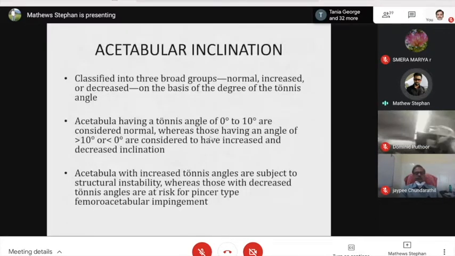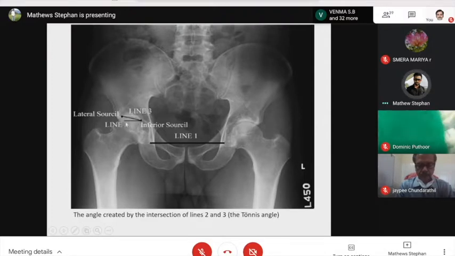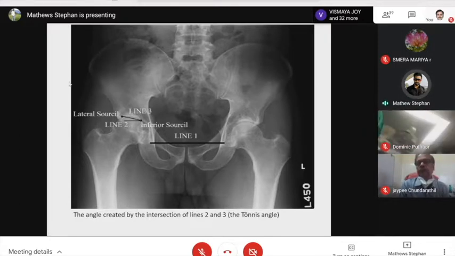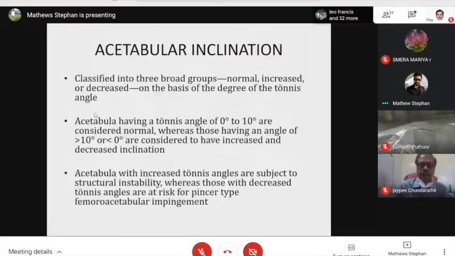Next, coming to acetabular inclination, it is classified into three broad groups: normal, increased, or decreased, based on the degree of Sharp's angle. So what is Sharp's angle? The angle formed by lines 2 and 3 is the angle. Here we can see line 2 is parallel to line 1, and line 3 is towards the upper lateral edge of the acetabulum, and the angle formed by 2 and 3 is the angle, and it indicates the acetabular inclination.